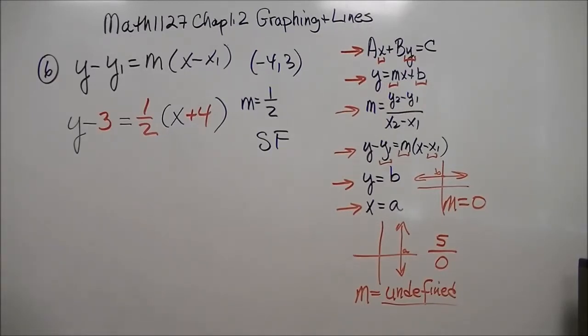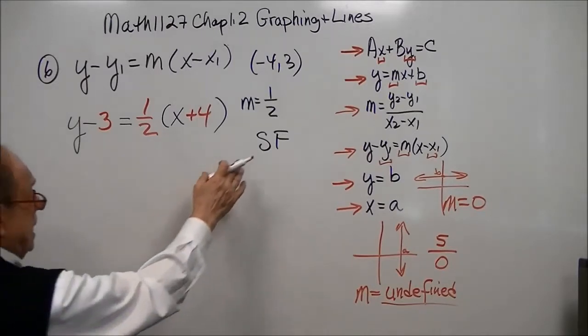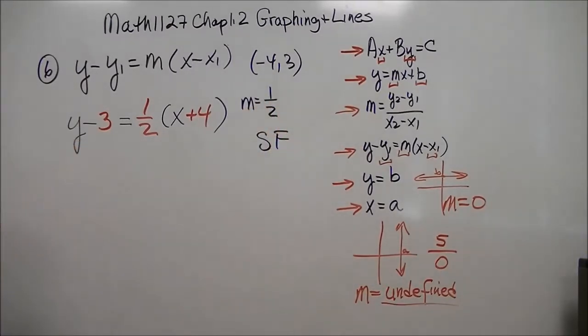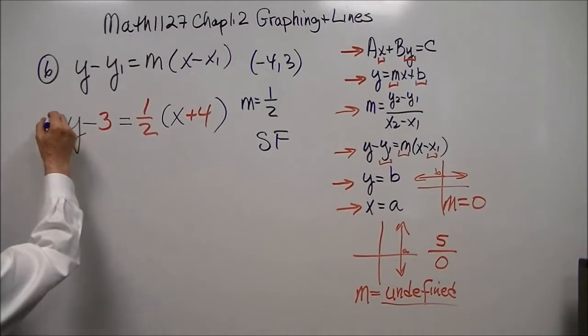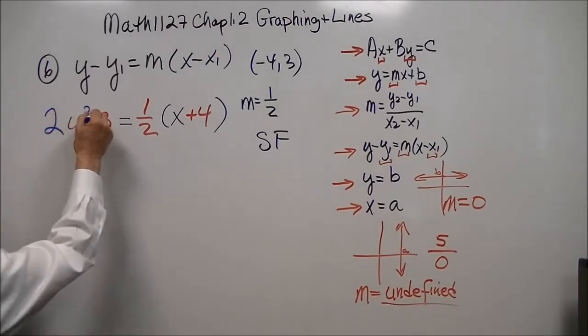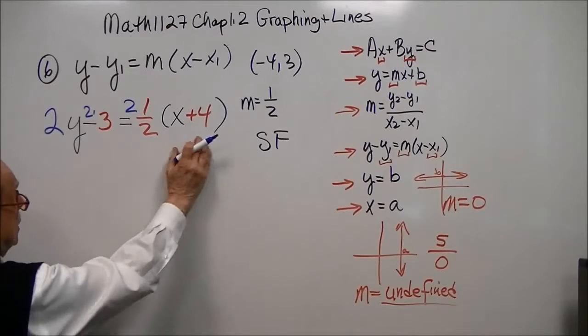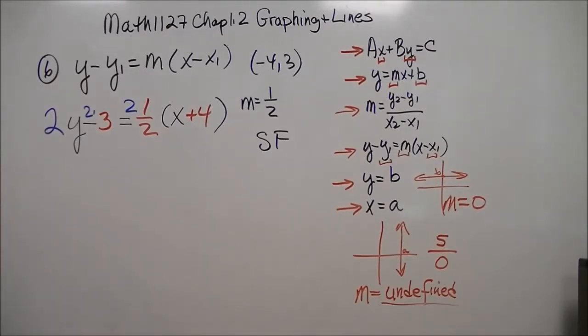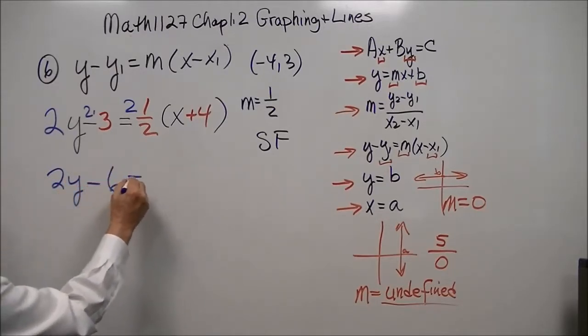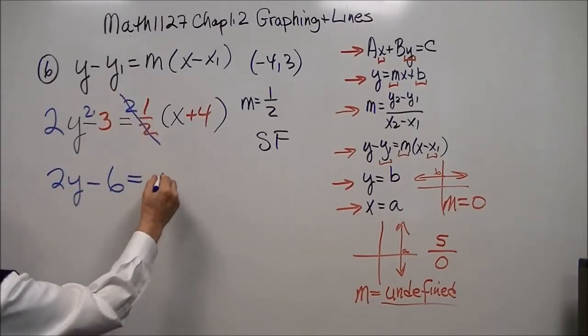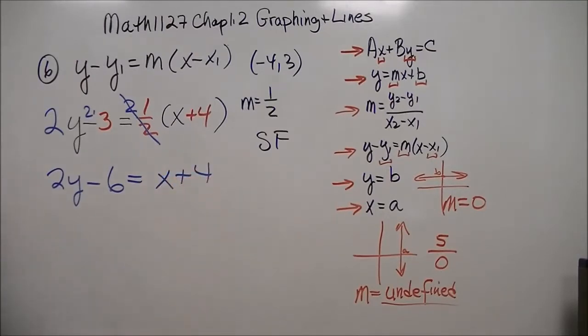Now, since we want to put this in standard form, and in standard form there are no fractions, I'm going to get rid of all my fractions here. Back from the earlier session where we said multiply every term by the lowest common denominator, which happens to be a 2 here. This is just one term because of the parentheses. This now becomes 2y minus 6 equals, these cancel out, and I just get x plus 4.